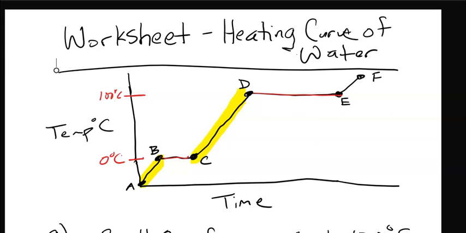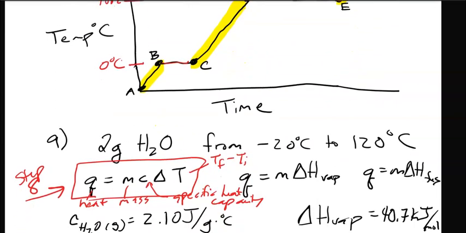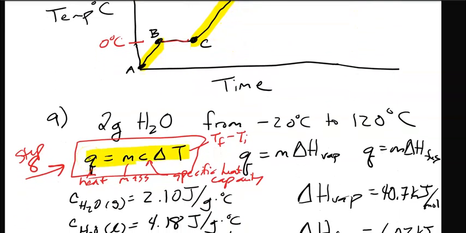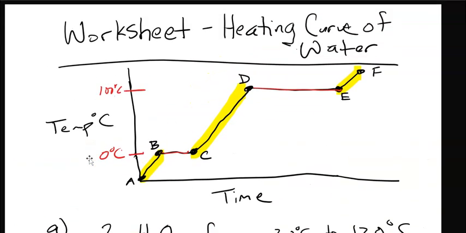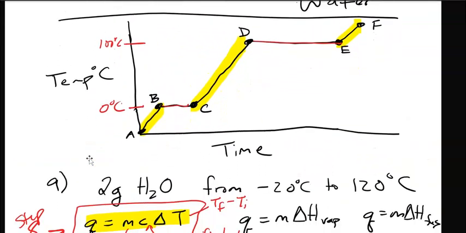The same is true along step C to D. The temperature is increasing. So we would use Q equals MCΔT. We would also do the same at steps E through F. So I'm just going to highlight this equation so that it'll match the highlighted portions of the heating curve above, okay?